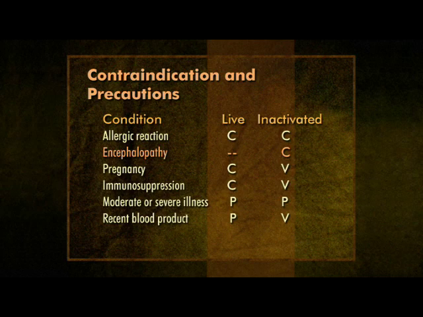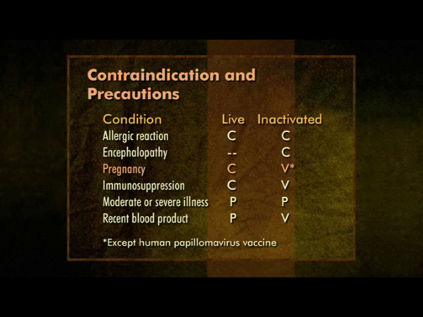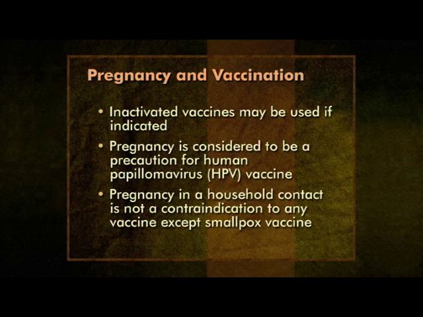Encephalopathy following a prior dose of pertussis vaccine is a permanent contraindication that applies to pertussis-containing vaccines in all age groups. Pregnancy is a contraindication to live vaccines because of the theoretical possibility of infection of and damage to a fetus. No vaccine except smallpox vaccine has ever been shown to actually damage a fetus. Since inactivated vaccines do not replicate, they may be used if indicated. There are exceptions to this.